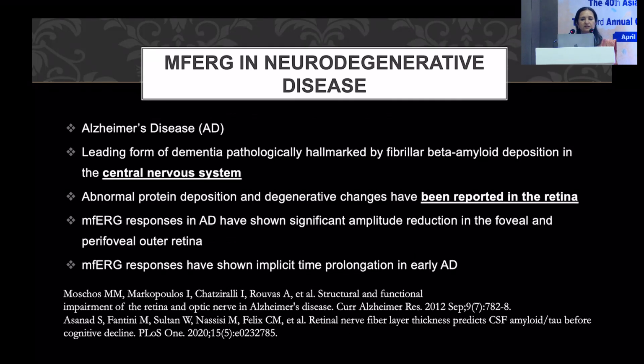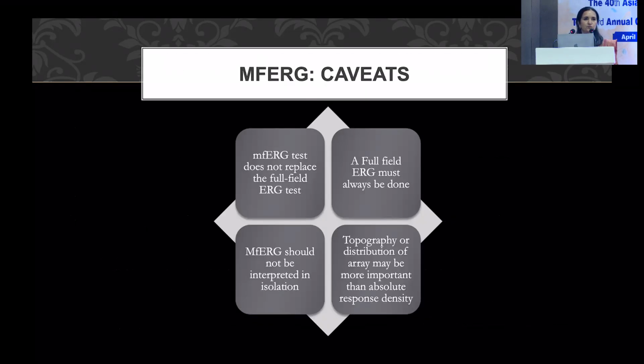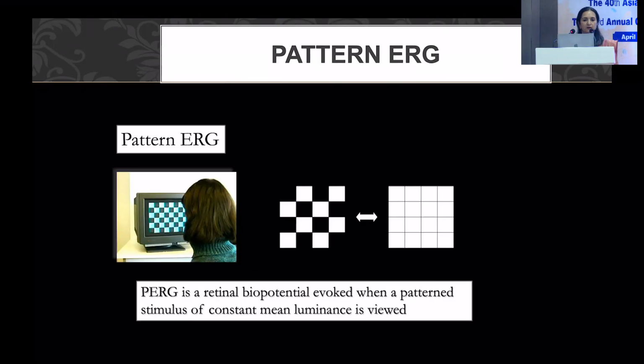In neurodegenerative diseases like Alzheimer's as well, MFERG has been shown to be abnormal right in the beginning. Most important caveat for me is, do not try and interpret MFERG without first looking at the full field response of the retina. If you document that that is normal and then go to MFERG, it will make a lot more sense. Just another couple of minutes I have, I will introduce you to pattern ERG. I can't tell it in detail.